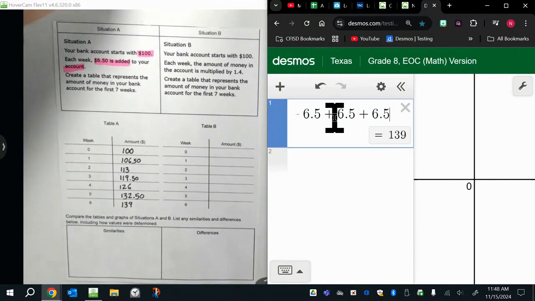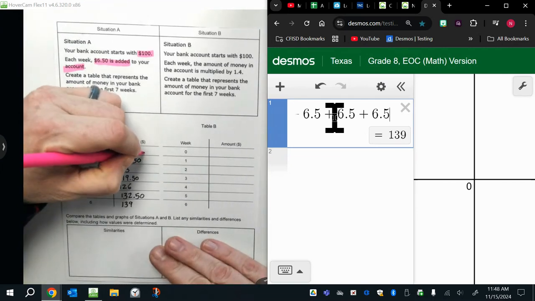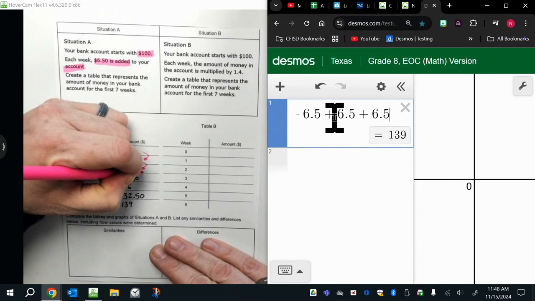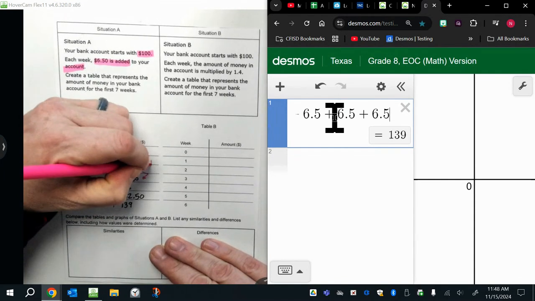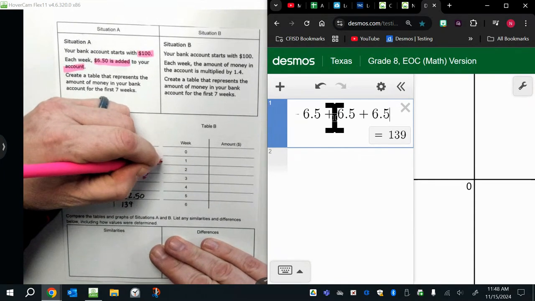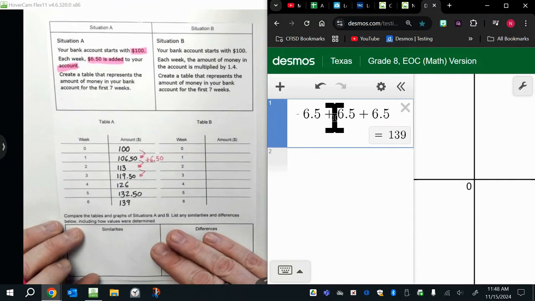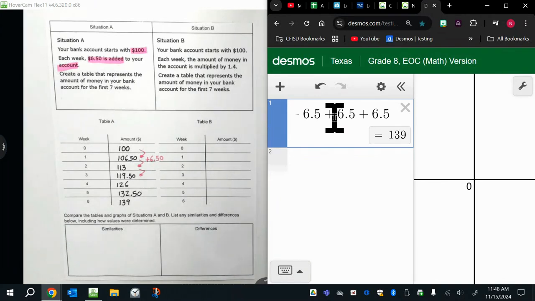So, how do we do that? Well, every time we went down, we added $6.50 each time. All right, well, what would that be for situation B? Well, let's take a look.